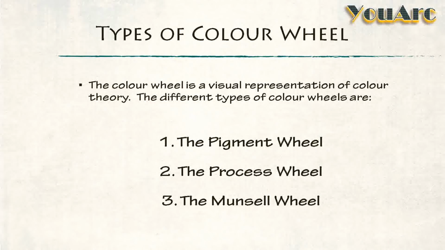So now let's talk about the color wheel. The color wheel is a visual representation of color theory. Okay, there are different types of color wheels. They were invented by different people. First is the pigment wheel, second is the process wheel, third is the Munsell wheel. So we are going to see these three color wheels in detail.